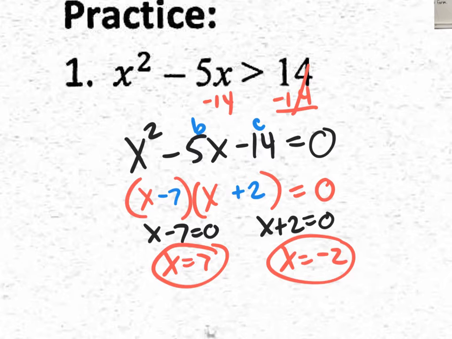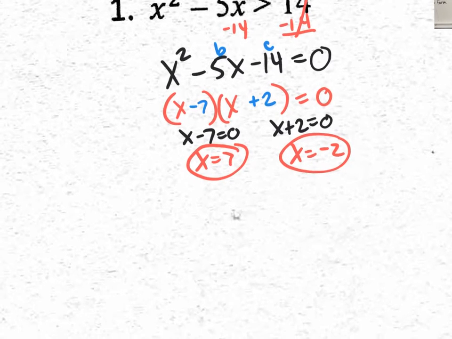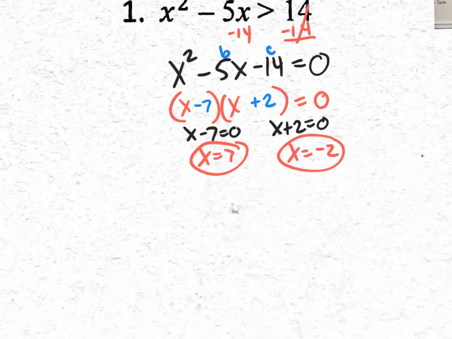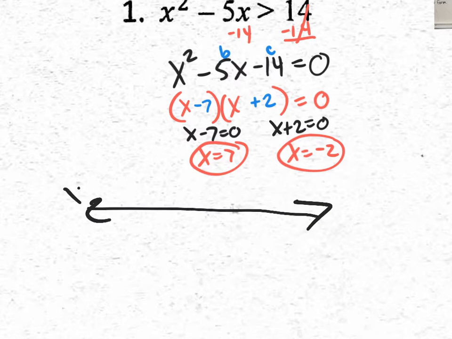So what we need to do here, on the instructions it says test, but what I would like you to do is draw your x-axis, your x number line, and plot those points, those answers. So let's put a negative 2 over here and a 7 over here. Where would 0 be at? It would be in between them, right? 0 would be somewhere in between them. So I'll put the 0 right there.